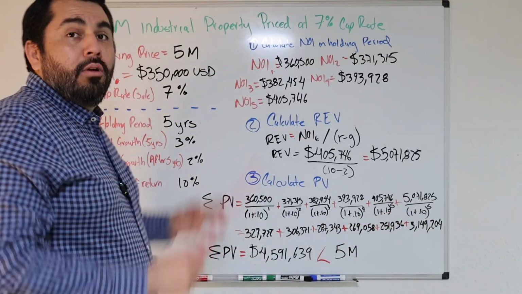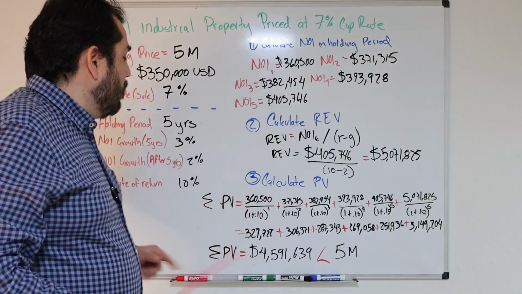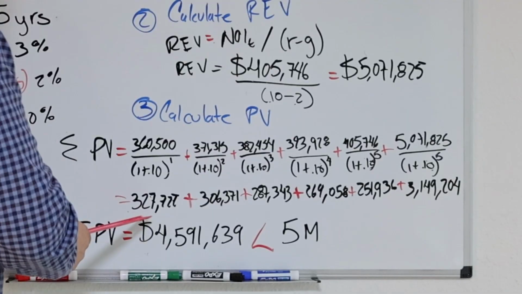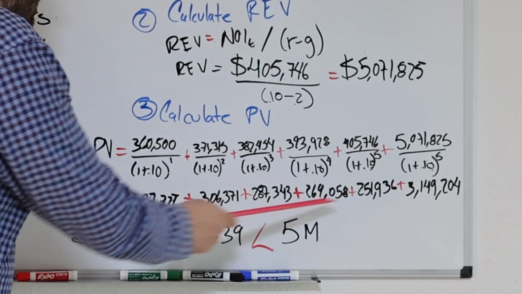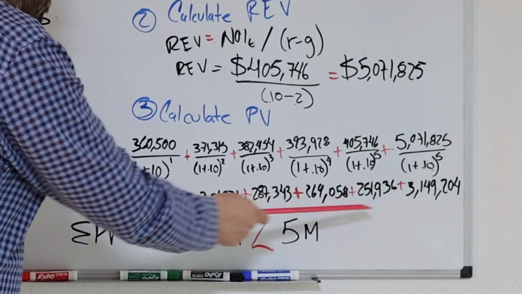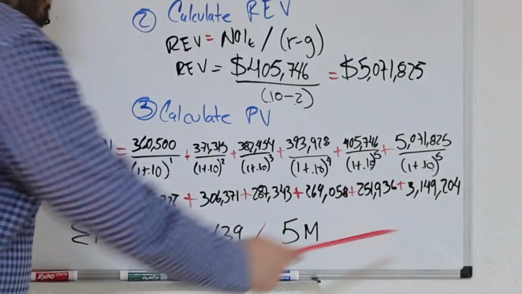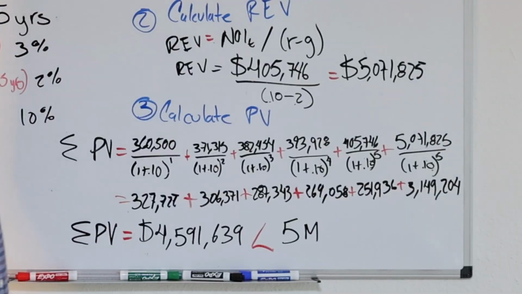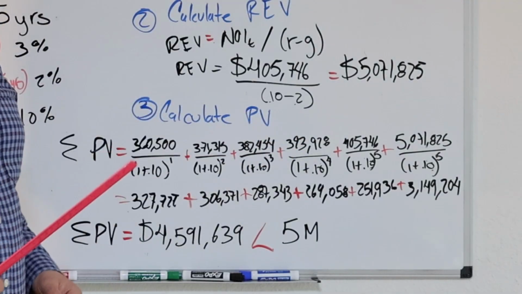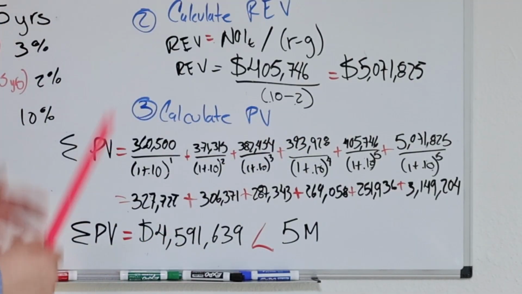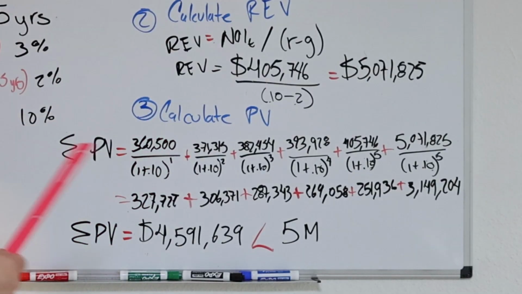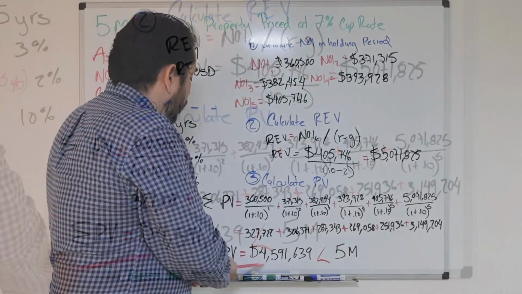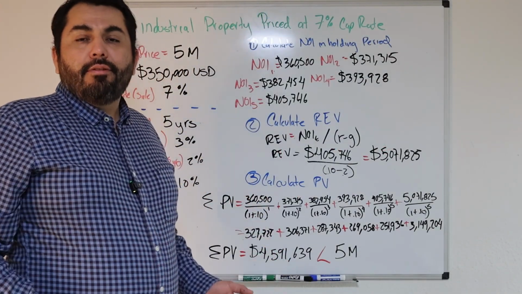And then we sum up all these numbers. We sum all these numbers for the first year, the second, third, fourth, and 5th year, and also the present value of the resale value. So the final number for the sum of the present value is 4.59 million.